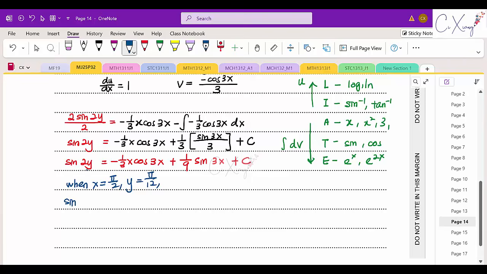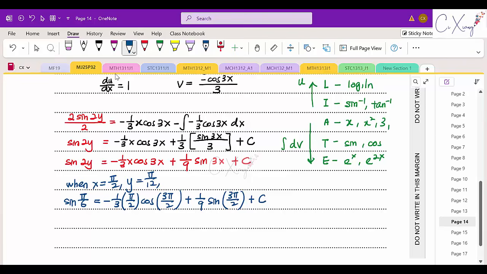For sine 2y, I'll have sine pi over 6 after I simplify it. For negative 1 over 3 x, x is pi over 2, then cos 3x is cos 3 pi over 2. Plus 1 over 9 sine 3x, which means sine 3 pi over 2. Then plus c.